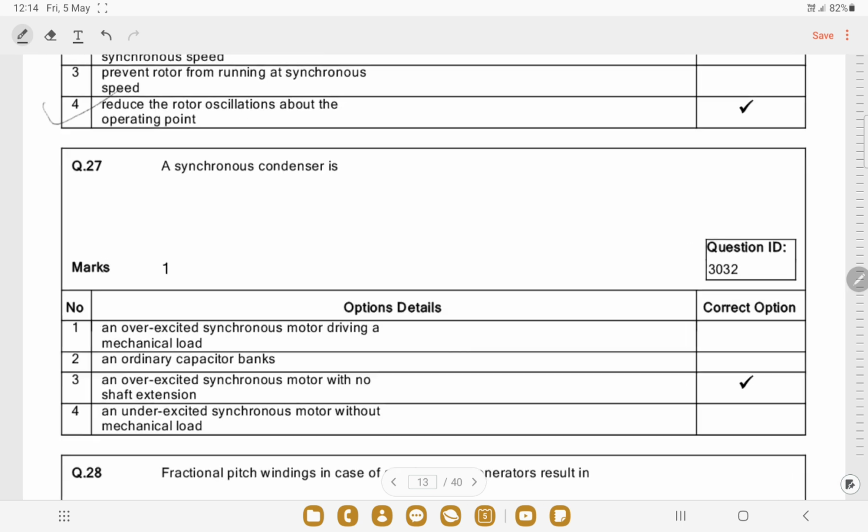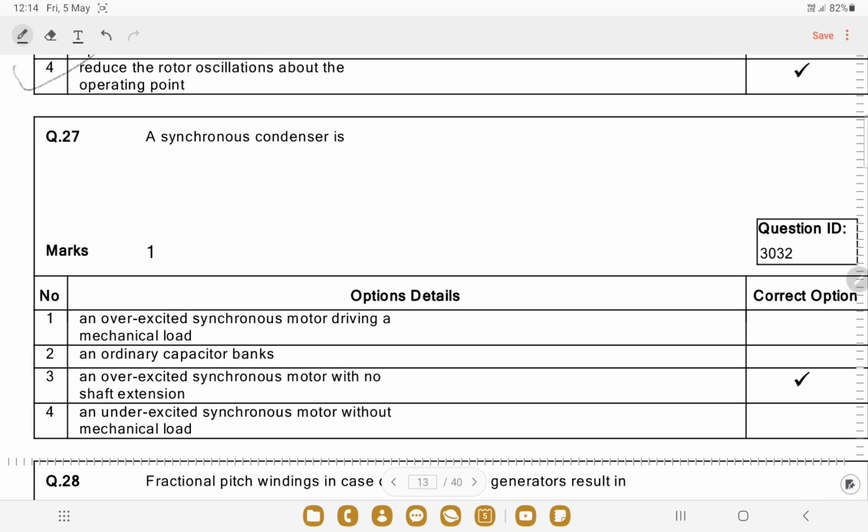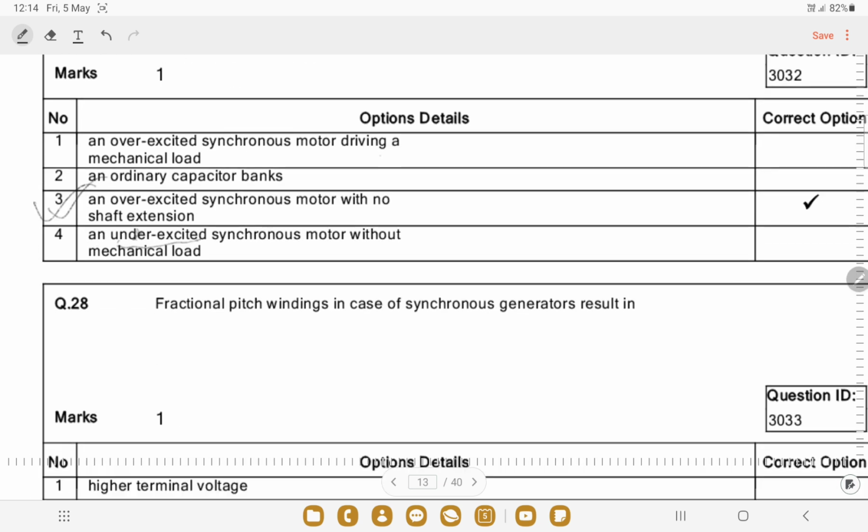Next is a synchronous condenser. We can say that a synchronous condenser is an overexcited synchronous motor at no load, without mechanical load. So it acts like an ordinary capacitor bank. It is not underexcited, it will be overexcited. So option 3 is the correct one.